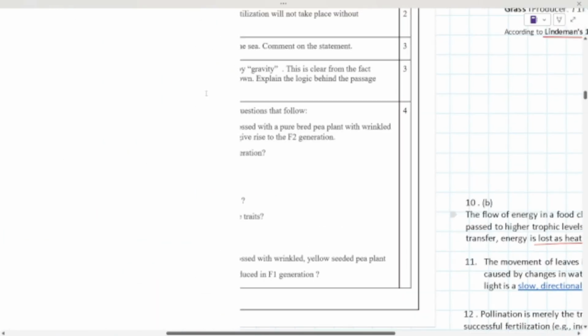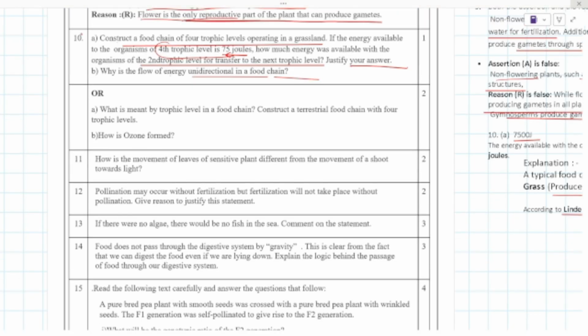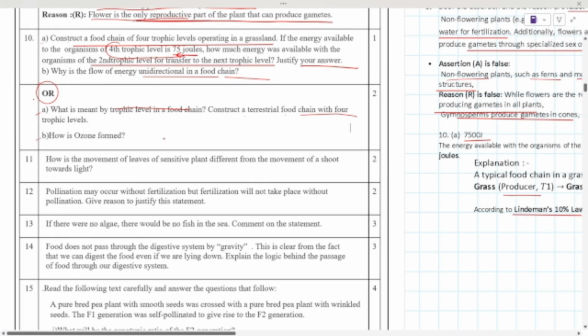Now let's see the 10th number question. There are two questions, right, with an 'or'. If there is an 'or', you have to write only one of them, either A or B. So you have to write only one, but here we will discuss all the questions. What is meant by trophic level? Then, construct a terrestrial food chain with 4 trophic levels. Can you do it by yourself?